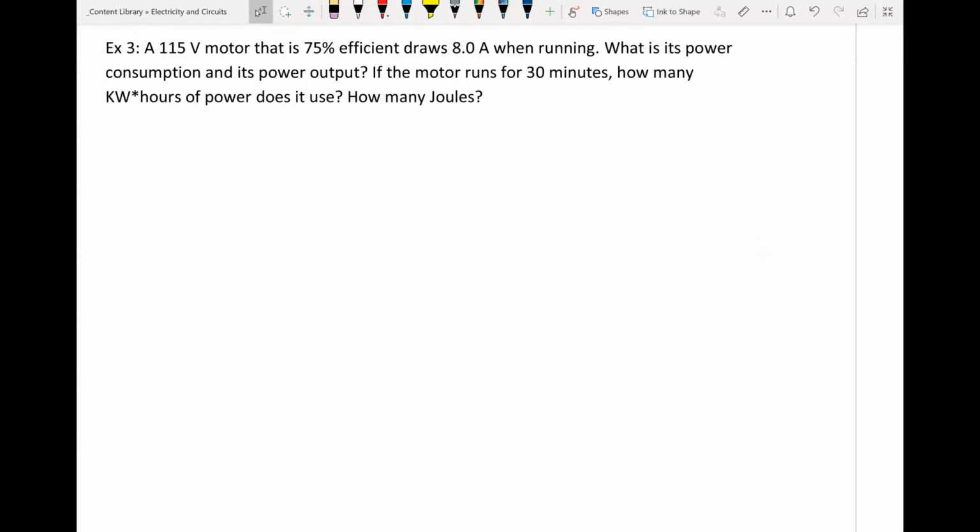Let's do another example. A 115-volt motor that is 75% efficient draws 8 amps when running. What is its power consumption and its power output? So I'm just going to underline some of the key information that we need. 115 volts, 75% efficient, 8 amps. We're looking for the power consumption and its power output. Also, if the motor runs for 30 minutes, we want to find kilowatt hours of power and also joules.